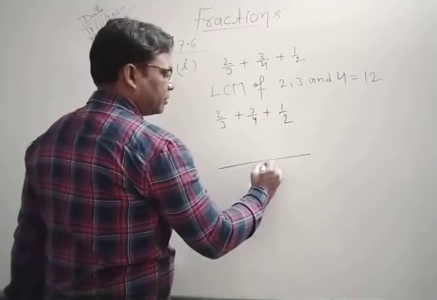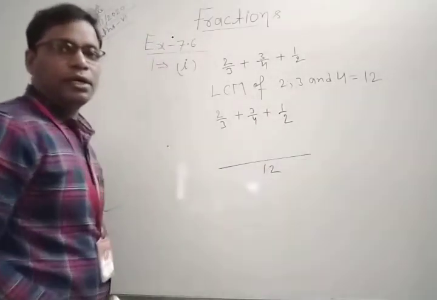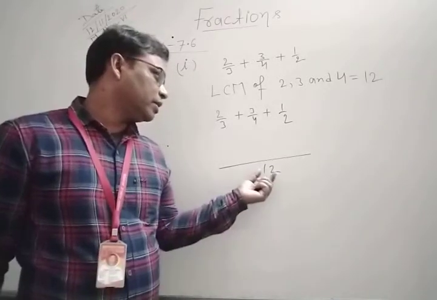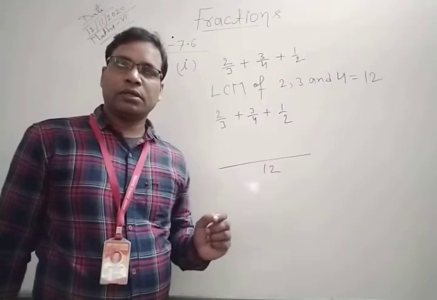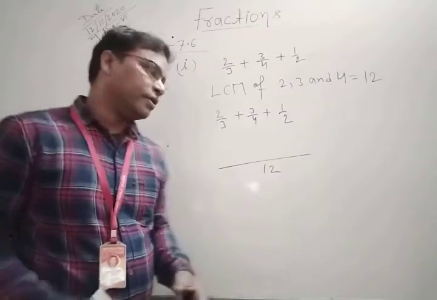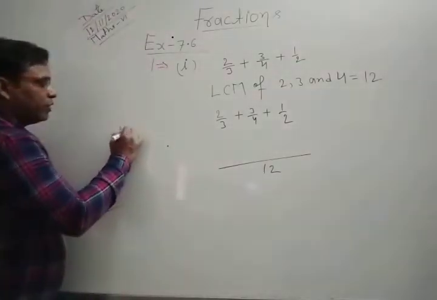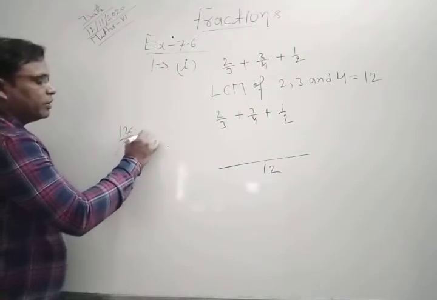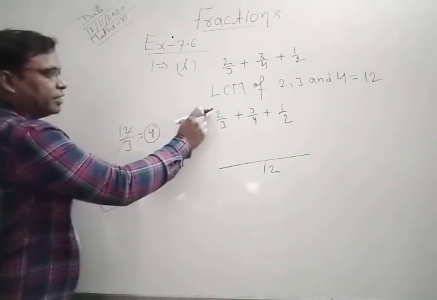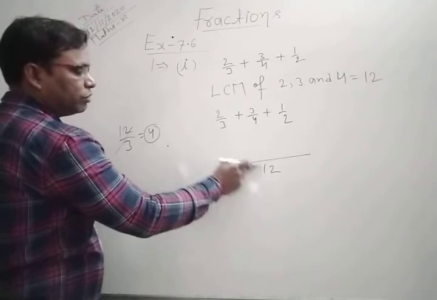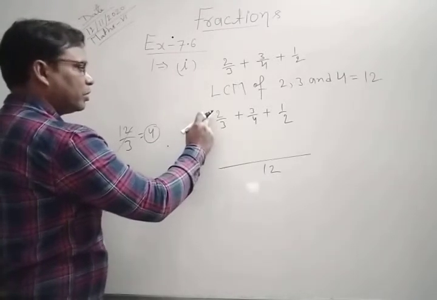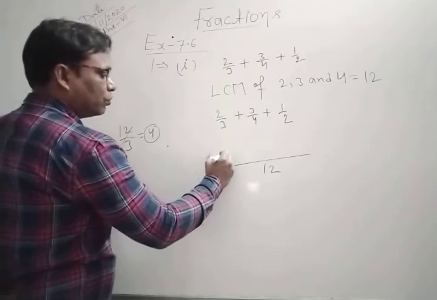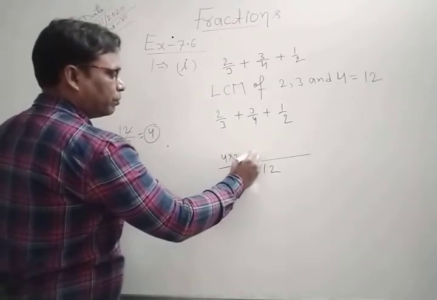Clear? So you write here 2 by 3 plus 3 by 4 plus 1 by 2. The LCM of this is 12. Now, if you divide 12 by 3, then you obtain 4. This 4 is multiplied by this numerator, because you divide this 12 by this denominator. So 4 into 2 plus.